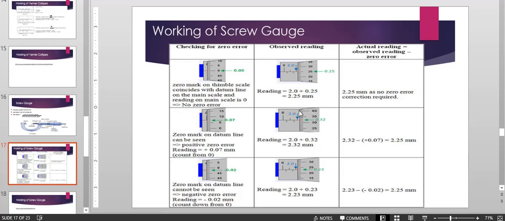If you found a zero error, a positive zero error, then you will be subtracting this zero error from this main value. And if your screw gauge contains a negative zero error, then you will add this value, the zero error, to the main scale reading or the main reading.